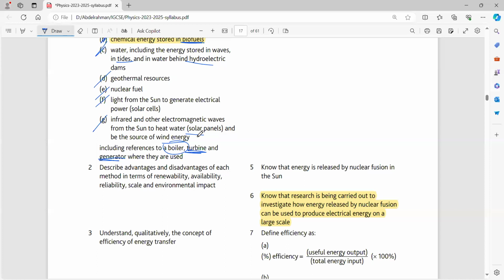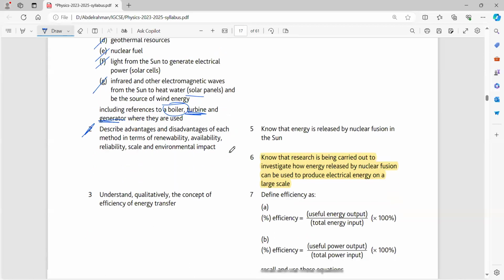Describe advantages and disadvantages. We remember them. If you don't remember them, please try to just quickly read through the advantages and disadvantages of each of these resources.